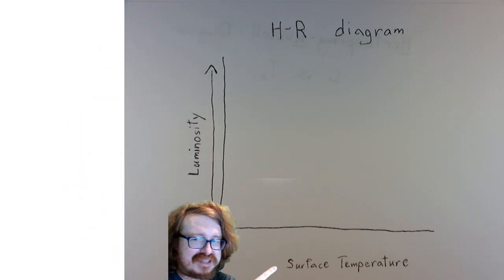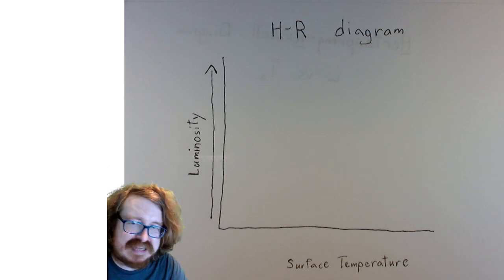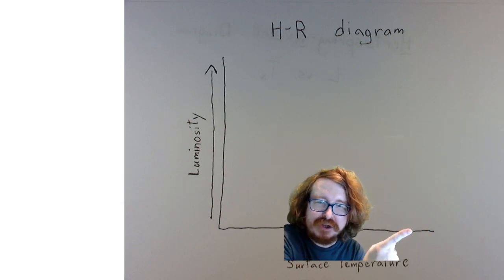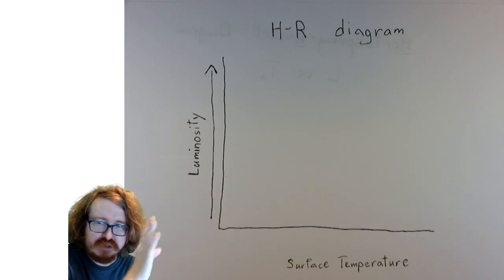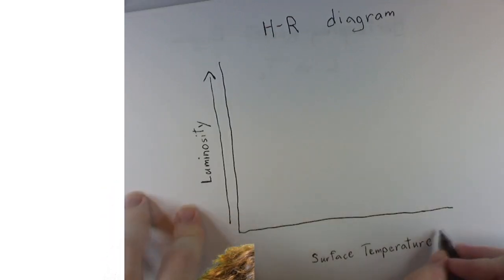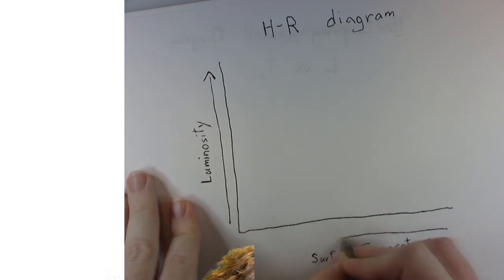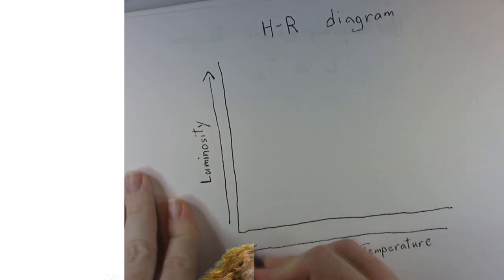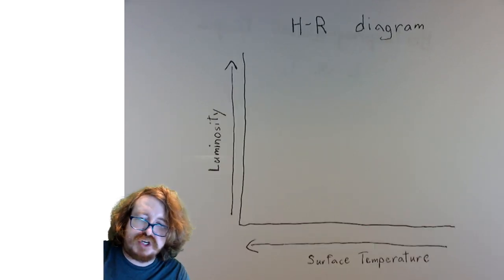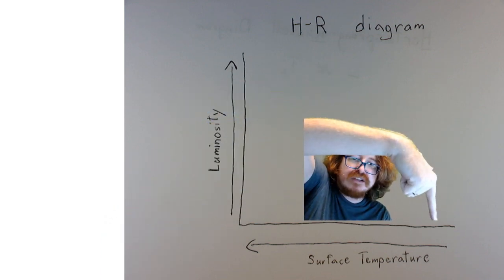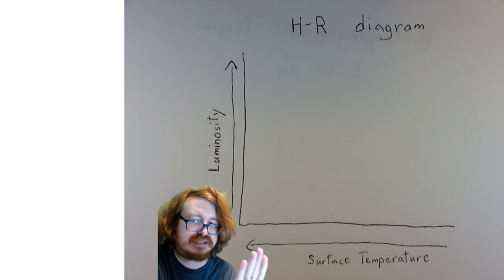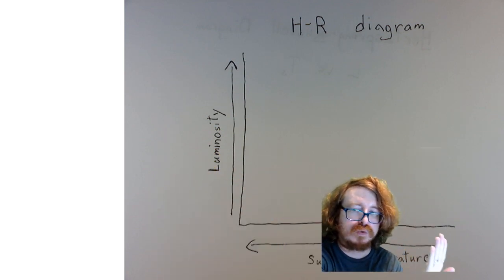On the surface temperature axis, though, it's a little bit backwards. Instead of increasing in the normal direction, it actually increases as we go to the left. To represent that, I'm going to draw an arrow going in this direction. There we go. So the surface temperature will get hotter as you go in this direction. This is your hot side. This is your cold side.